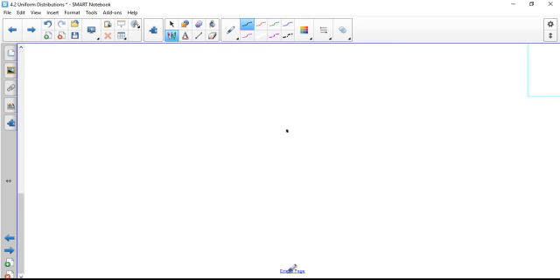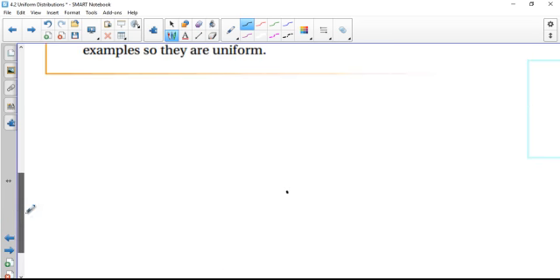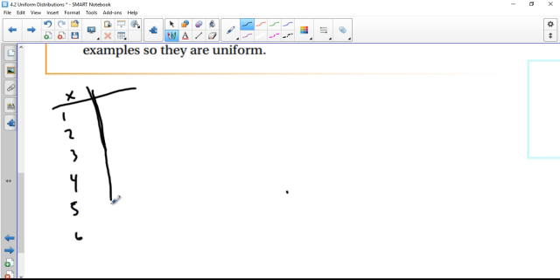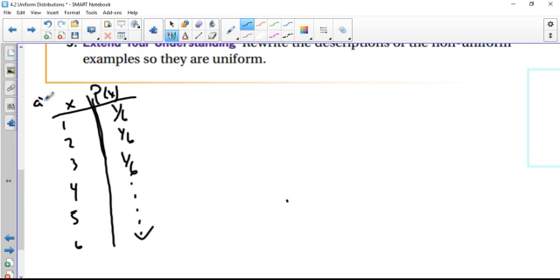So what are my X values that I can get for a single roll of the die? Well, I have 1, 2, 3, 4, 5, and 6. And what's the probability of those? Oh, my things are so crooked. What's the probability of those? Well, the probability of 1 is 1/6, 2 is 1/6, 3 is 1/6, and it continues down. They all have 1/6. Okay, so that's A.